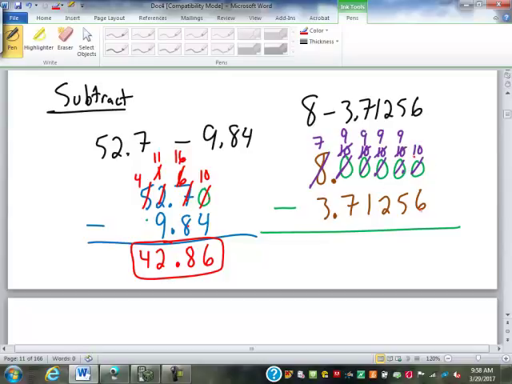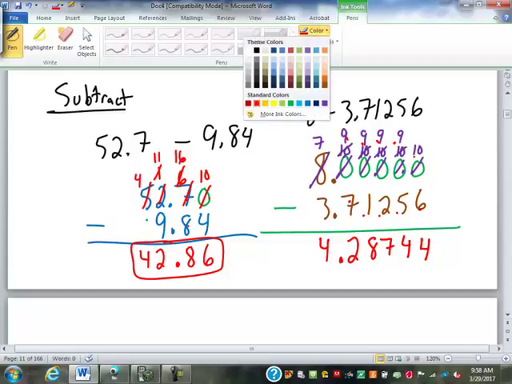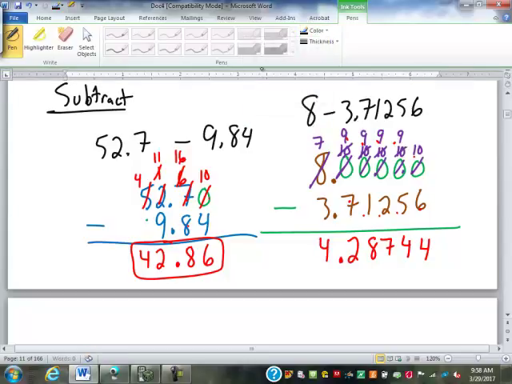So now I've got 10 minus 6, 4. 9 minus 5, 4. 9 minus 2, 7. 9 minus 1, 8. 9 minus 7, 2. I bring down the decimal point, and then the 7 minus 3 is 4. Okay. Multiplication.